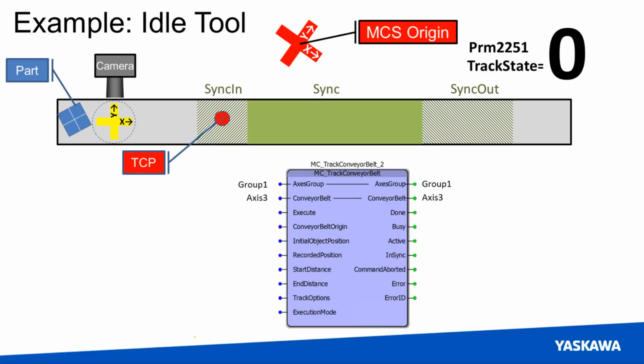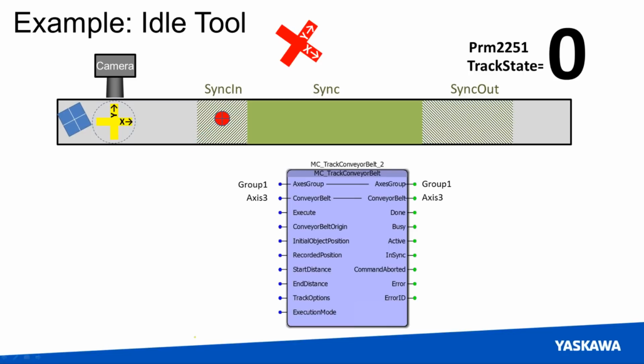Well, first, let me explain what we're seeing on the screen. I have a part that's shown as a big blue box. I have a camera that's going to be my sensor in this particular case. I have a tool that's waiting at the middle of the sync in zone. You can see my MCS origin is shown there as well. That's where, like, say, the base of the robot is. And I'm also showing the track state there in a nice big number that we'll see the purpose of in a second. But how am I going to fill in this MC track conveyor belt function block so that we get a good conveyor track?